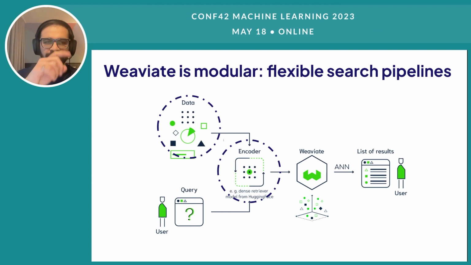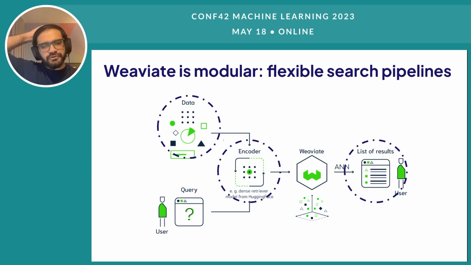The different data modalities that we support are limited only by what the machine learning model understands, right? So if you have a machine learning model that understands image, video, audio, all of these different data modalities, you can take all of those different data modalities, vectorize it using the model, and plug it into Weaviate.